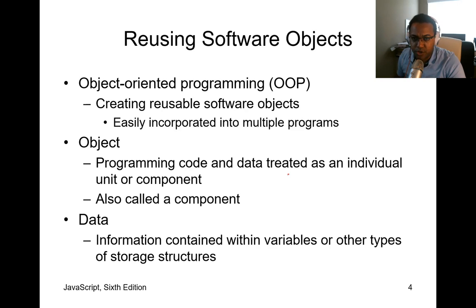What's the object in your code? It's the code and or data that's treated like an individual unit or component. So for the most part, an object can be anything. Anything and nothing all at the same time. A variable is an object. A function is an object. A method is an object.